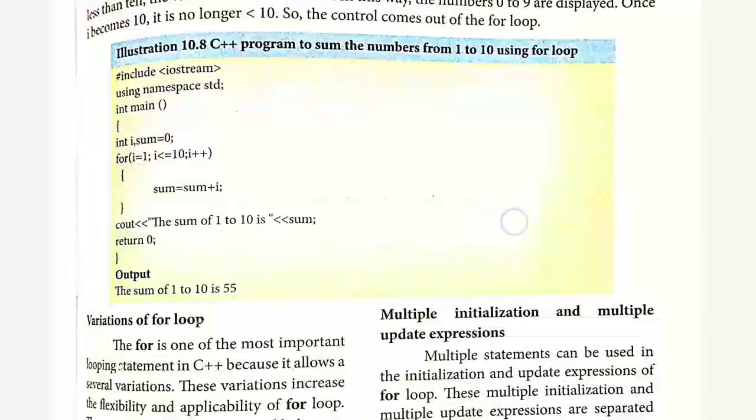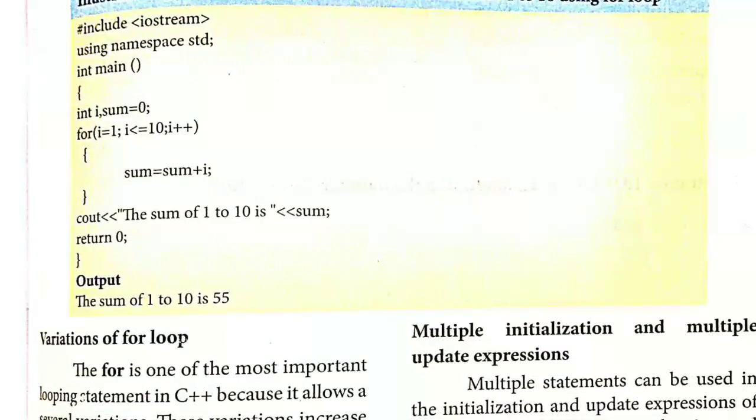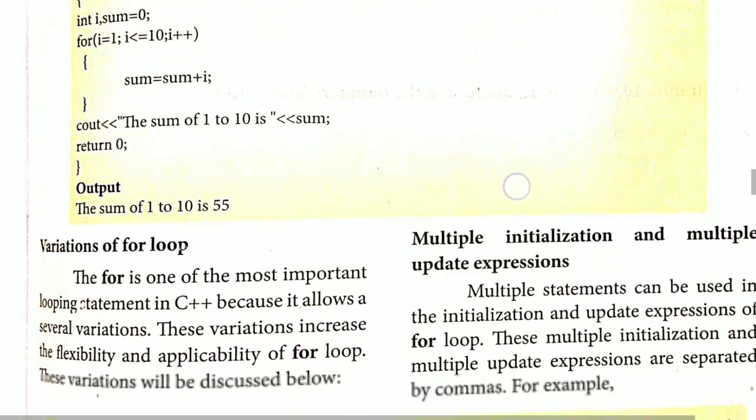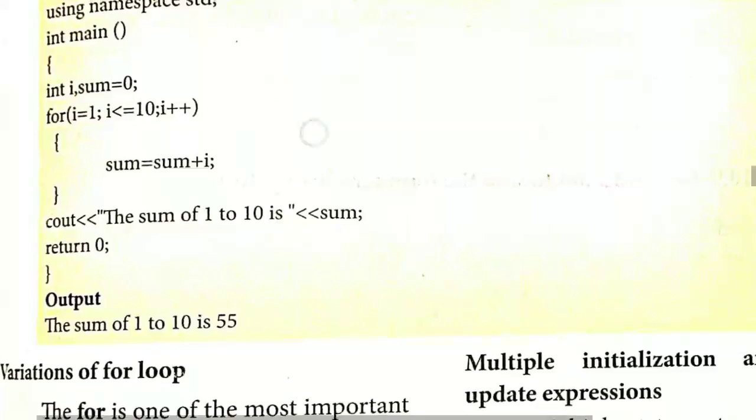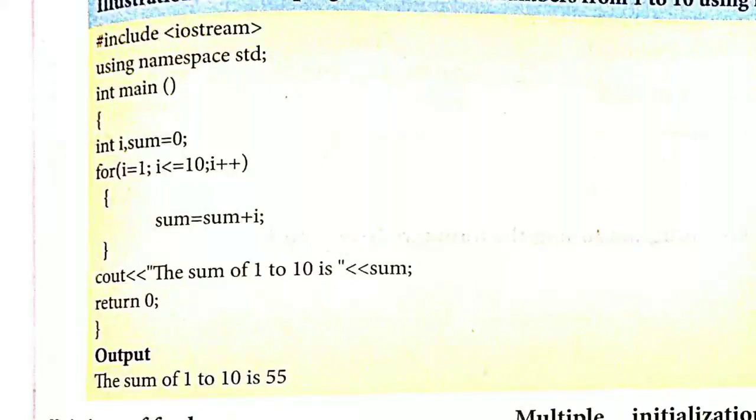Here you can see another program used to find the sum of numbers from 1 to 10. This will add all the numbers from 1 to 10: 1 plus 2 plus 3 and so on up to 10. Here they are using a variable known as sum. Sum is first initialized as 0, and it will add each number to this sum. Sum is equal to 0 plus 1.